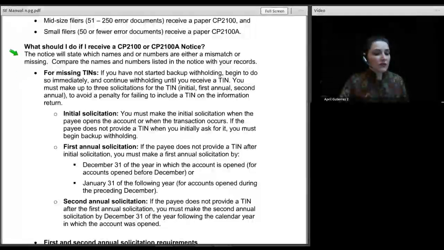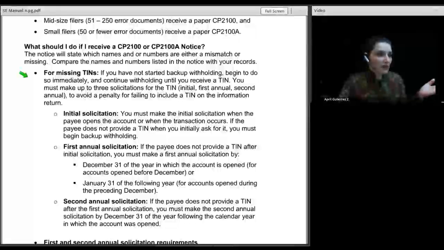So what should you do if you get a CP 2100 or 2100A notice? Well, the notice will state which names and or numbers are either a mismatch or missing. You compare the names and numbers listed with the notice in your records. If you are missing a TIN and you have not yet started backup withholding, you are required to do so immediately. So you got the letter from the IRS. It says the TIN is missing. You need to start backup withholding.